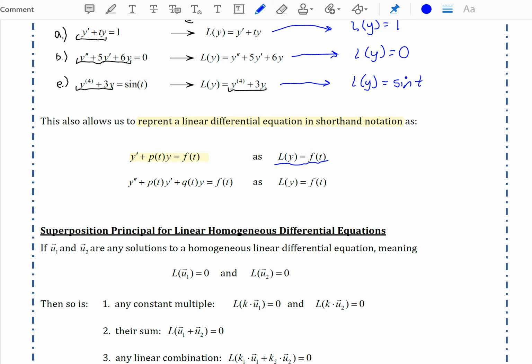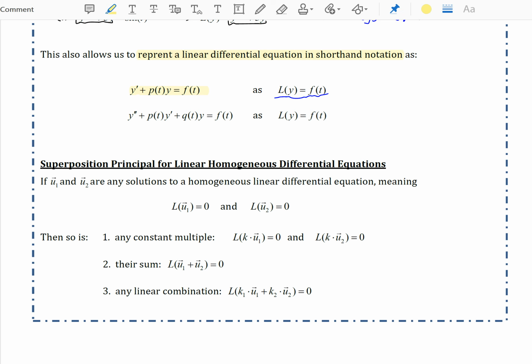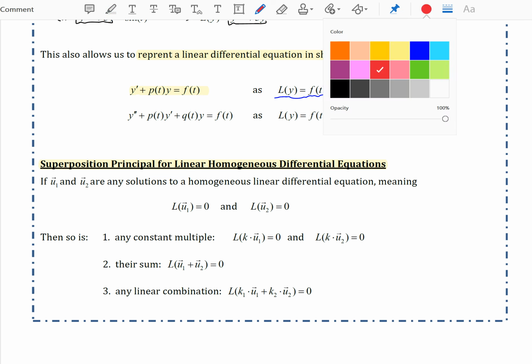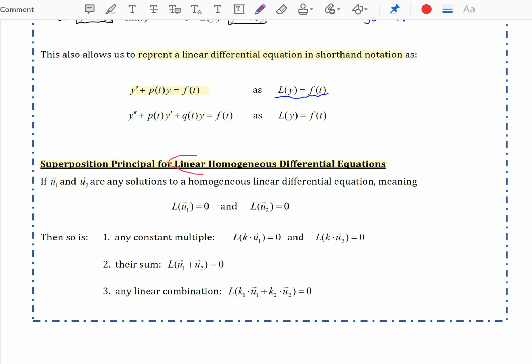Now we're introducing this notation for a couple of the theorems that I'm going to present. Let's first talk about the superposition principle for linear homogeneous differential equations. And I really want to emphasize here that we're talking about linear differential equations only, and homogeneous differential equations only. So if you have a different type of differential equation, which we will talk about later, this theorem will not apply.